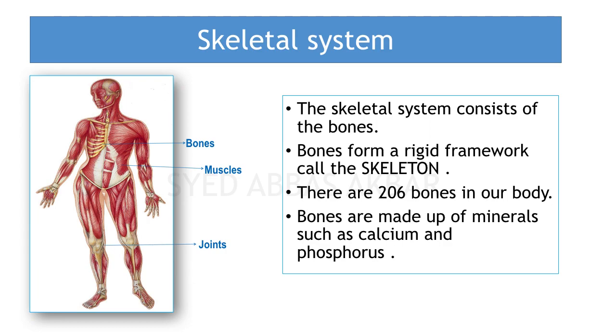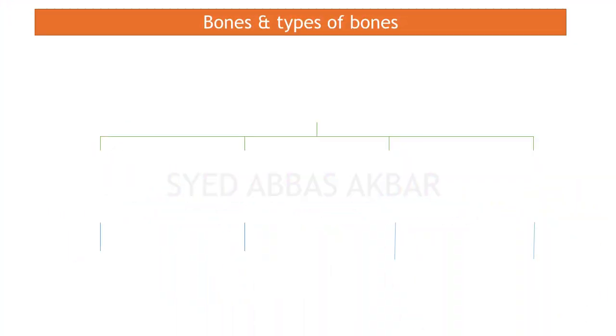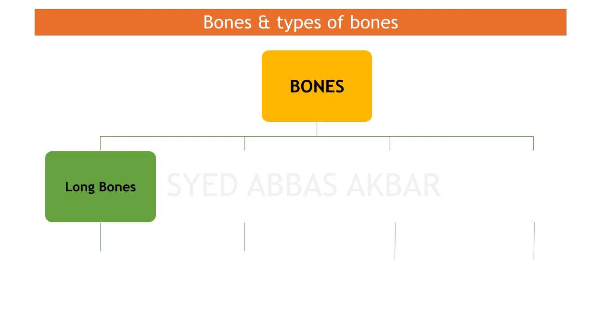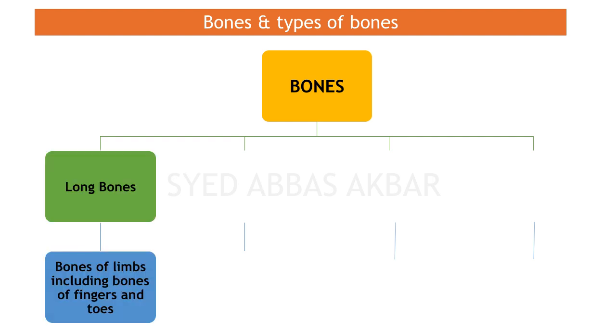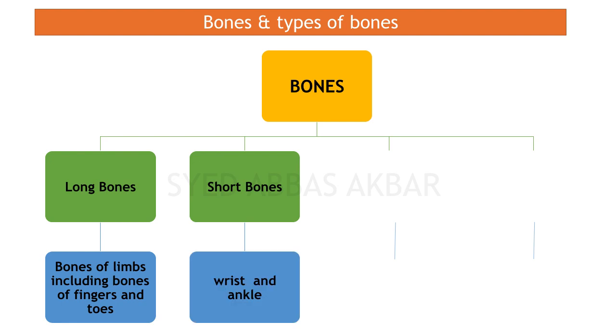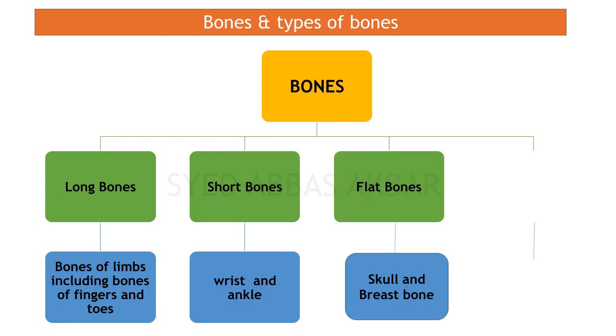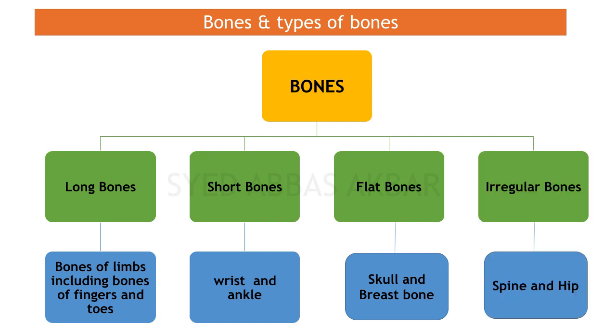Let us now talk about the bones and types of bones. The types of bones are long bones, for example, bones of limbs including the bones of fingers and toes. Short bones, for example, bones of wrist and ankle. Flat bones, for example, bones of the skull and breastbone. Irregular bones, for example, bones of spine and hip.